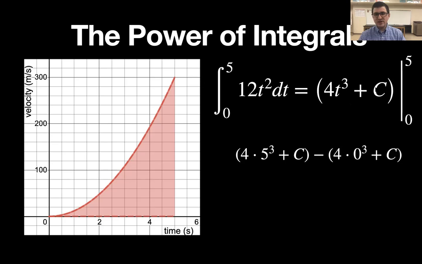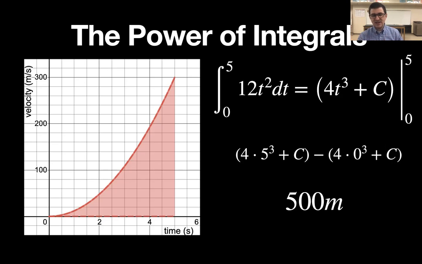But if we evaluate this at t equals 5 seconds, we get this. And then doing final minus initial, if we evaluate it at 0 seconds, we get this. You'll see that c, whatever we choose, minus c, is going to cancel out. So that's the reason why most of the time when you're doing a definite integral like this, you just ignore the plus c. So we get 4 times 5 cubed minus 0. We get the displacement of this object between 0 seconds and 5 seconds is 500 meters.